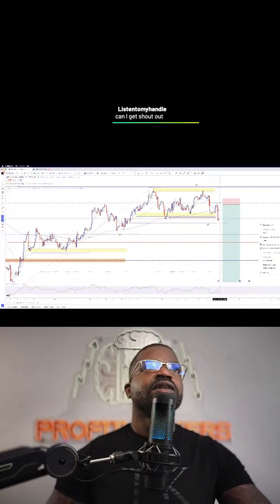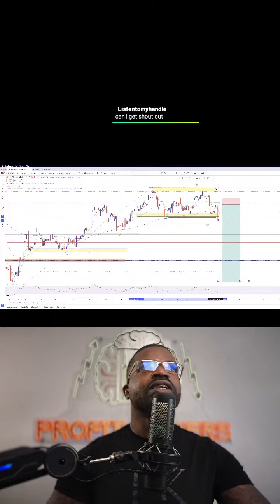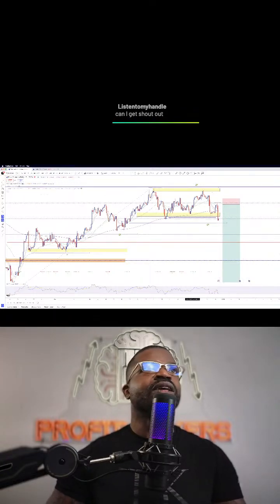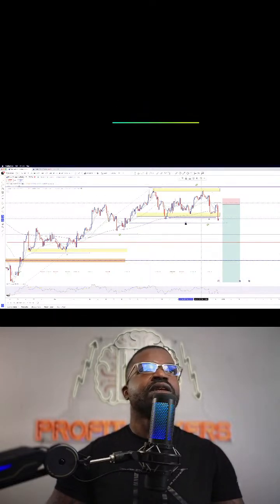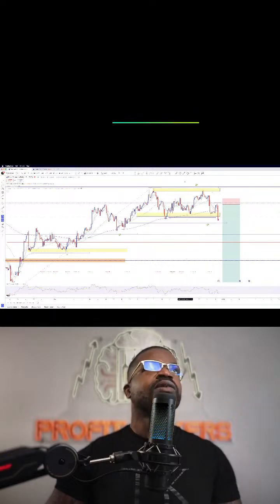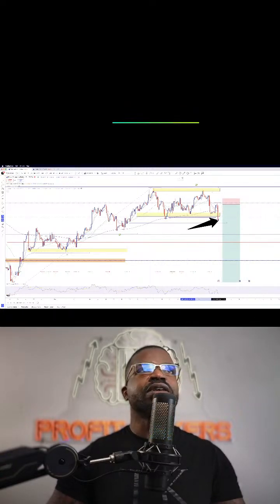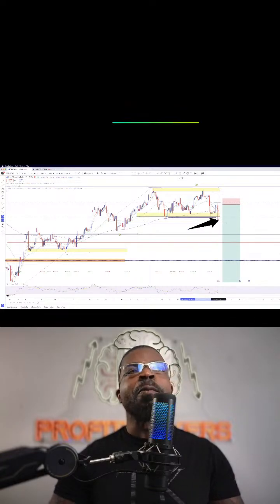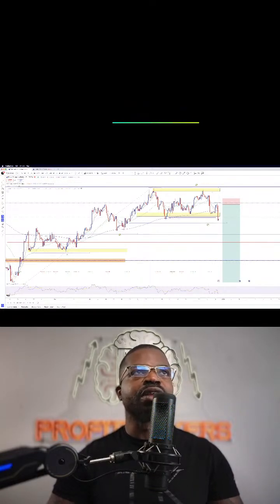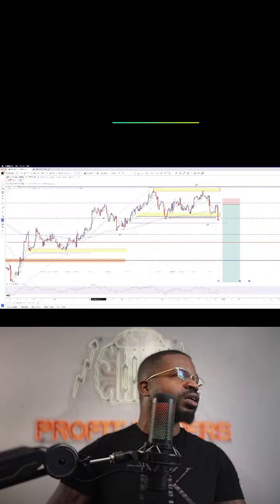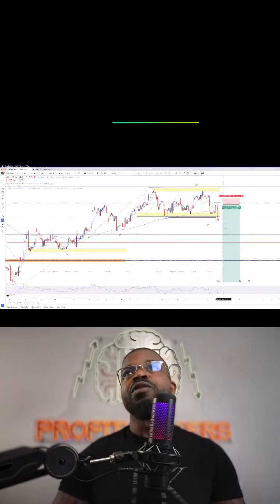All right. So what we're looking for really is a close beneath this area, and then another bull candle that closes beneath this, then another bear candle that closes beneath this candle. So that's a buy to sell zone. That's what that would be.